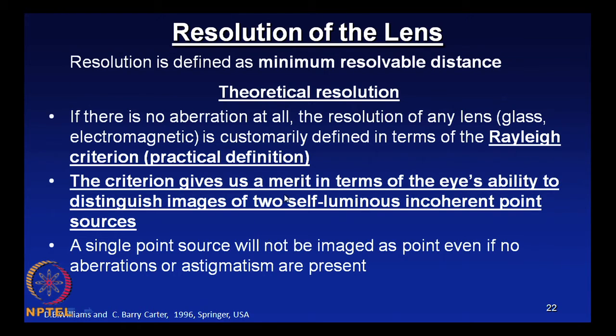The criterion gives us a merit in terms of the eye's ability to distinguish images of two self-luminous incoherent point sources. To understand this statement, we will now look at some simple schematics and then an animation, okay? Because a single point source will not be imaged as a point even if no aberrations or astigmatisms are present. Let us look at this.